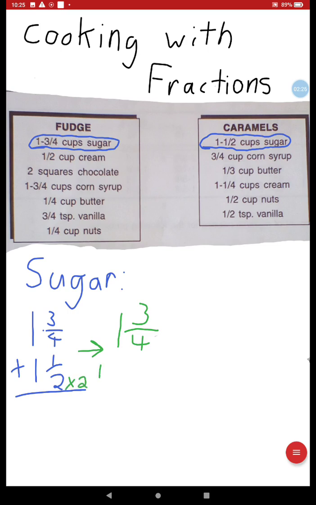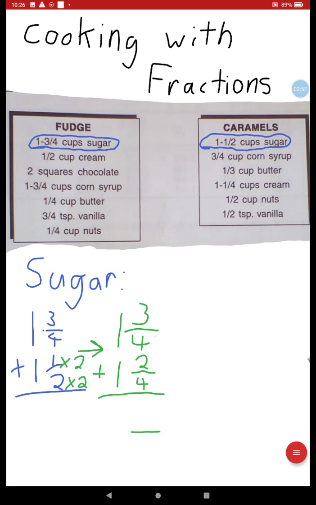Let's write the addition sign and the equal sign so we don't forget. 2 times 2 is 4. Whatever I do to the bottom of the fraction, I need to do to the top. 1 times 2 is 2. And my whole number 1, I can keep the same. All right, now that I have a common denominator, I can add them together.